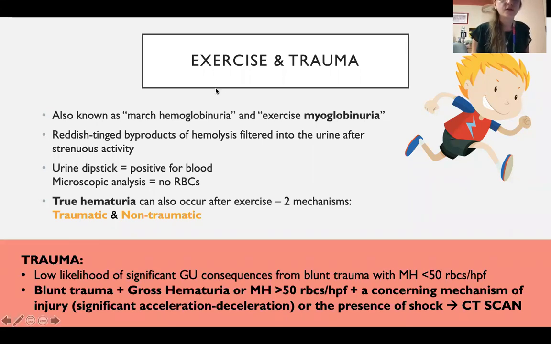And then finally, I just wanted to mention about trauma, that with findings of less than 50 red blood cells, the likelihood of a significant lesion to the genitourinary tract is very low. But if the value is above 50 and we have the context of blunt trauma, or we have gross hematuria and we have the context of blunt trauma or a concerning mechanism of injury, like significant acceleration, deceleration, or the presence of shock, of course, then we have to consider internal bleeding and do a CT scan.